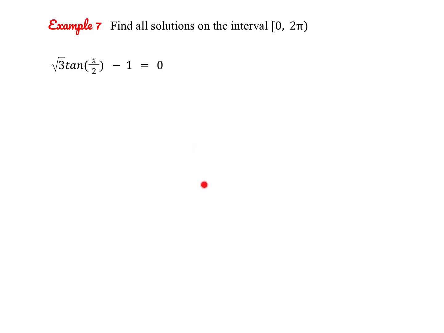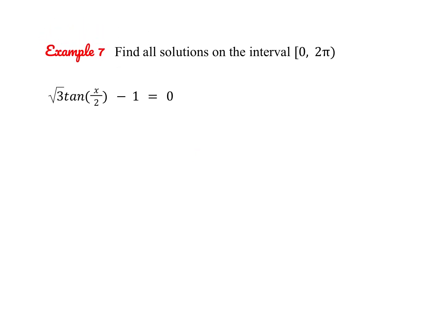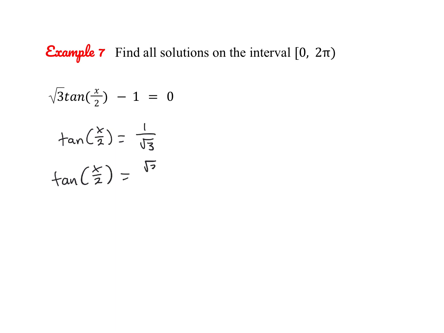All right, let's try another one together. So here we have root 3 times the tangent of x over 2 minus 1 equals 0. So I know that we do see the tangent of x over 2, but we can actually isolate and solve and then deal with the x over 2 kind of at the end. So let's try to isolate our trig function as much as we can. So I'm going to add 1 and divide by root 3. So the tangent of x over 2, I'm going to just rewrite this as root 3 over 3 just because, again, it might look a little more familiar.